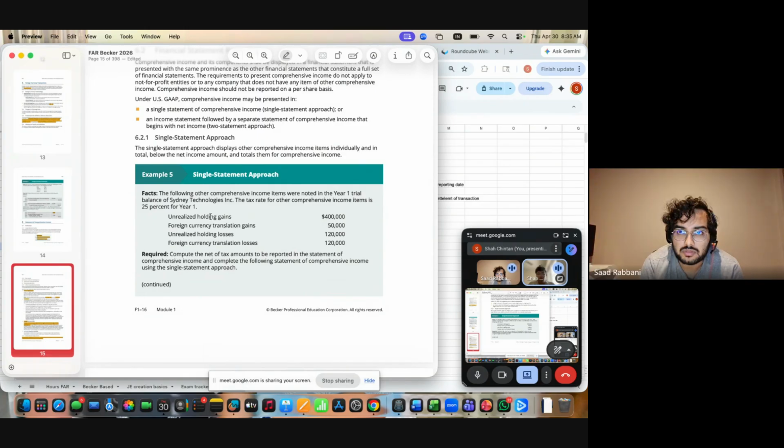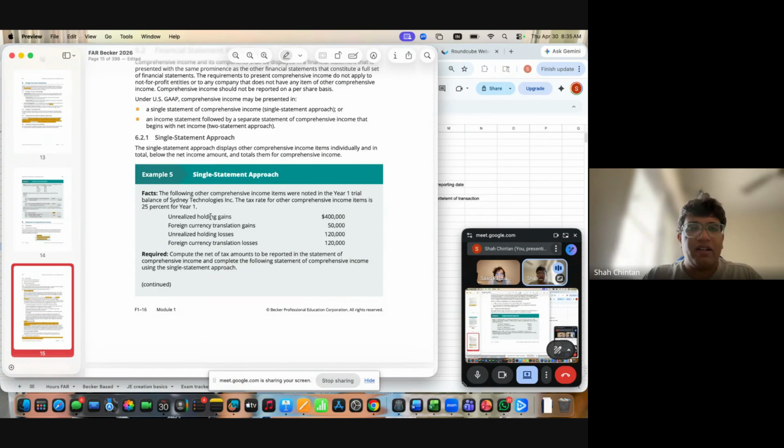Again, that question was not very clear. They should have said either available for sale security or not. So there are three kinds of securities. One of the kinds is available for sale, and if it is AFS, then only it goes to the OCI. So the question is very much silent.